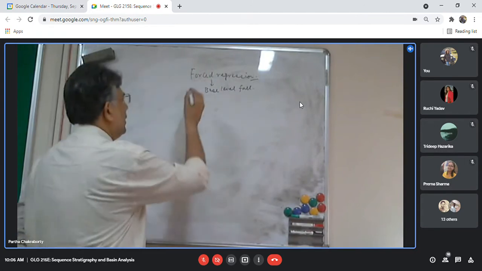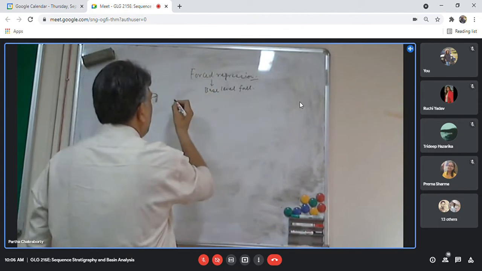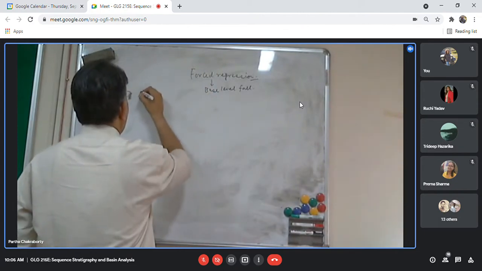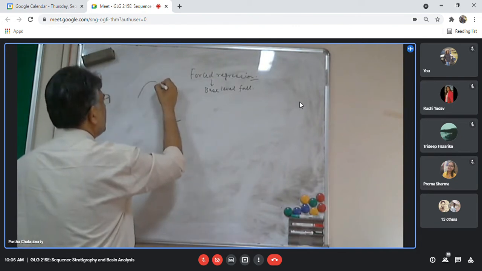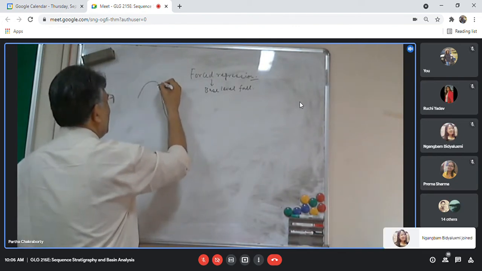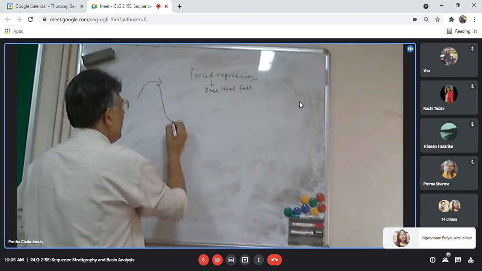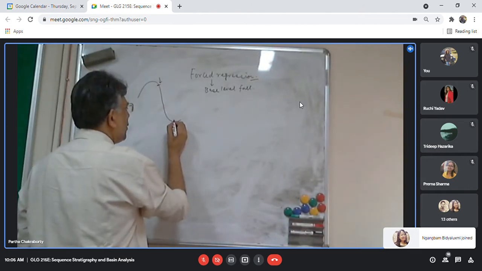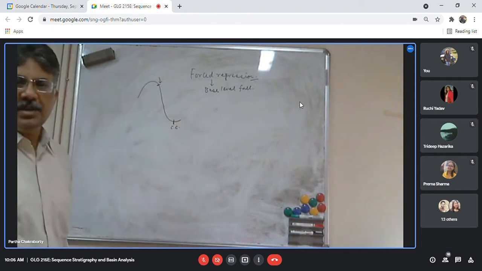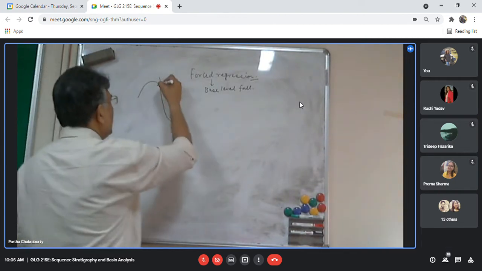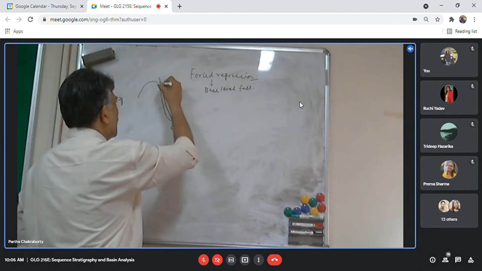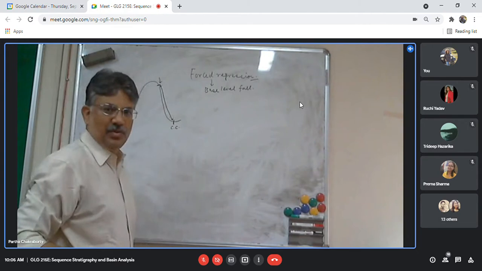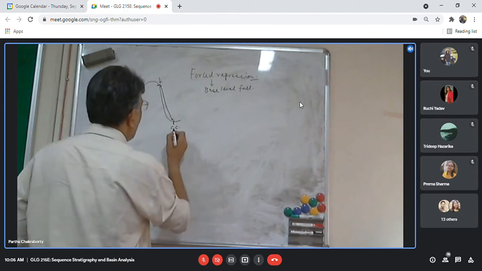Now, in a chart, how do I represent forced regression? Forced regression starts here when the base level starts falling, and it goes up to here, which I call the correlative conformity. The base level continues to fall until the correlative conformity, and that is what I call the CC.